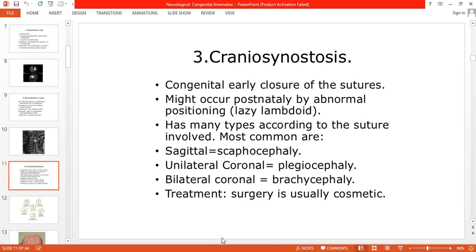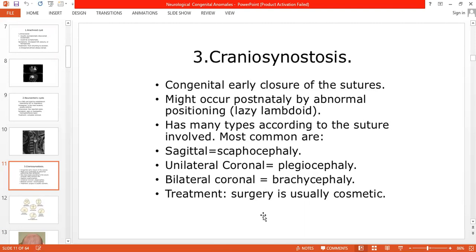This sagittal craniosynostosis is also known as scaphocephaly. Unilateral coronal synostosis is called plagiocephaly. Here the plagio is PLA, not PLE, sorry, to be corrected. Bilateral coronal or bilateral lambdoid are brachycephaly. If they are coronal, they are anterior plagiocephaly or anterior brachycephaly. If they are posterior, with the bilateral lambdoid sutures involved, they are known as posterior plagiocephaly or posterior brachycephaly.